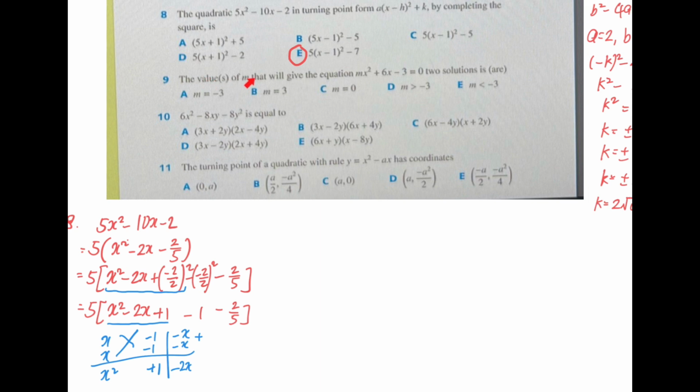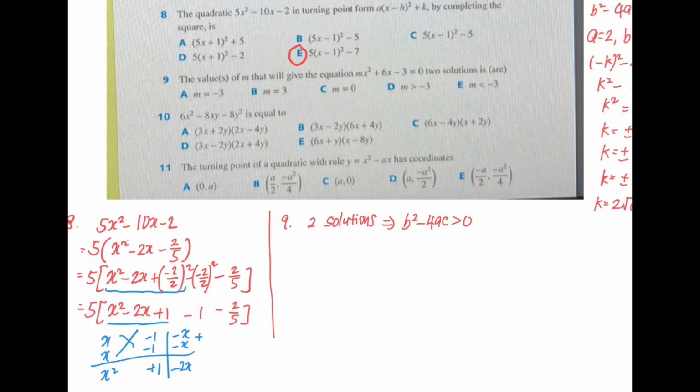Now question 9. The values of m that will give the equation two solutions are... two solutions means discriminant again. So question 9, two solutions. We have to remember the formula: it means the discriminant b squared minus 4ac is greater than 0.